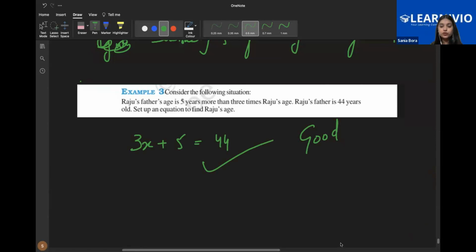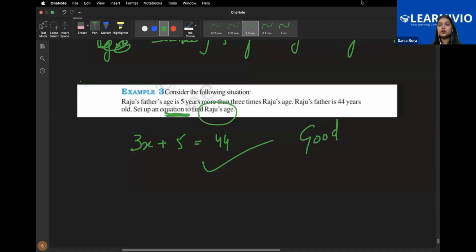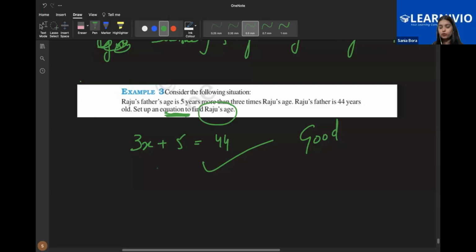Whenever you do these types of questions, first think about whether they have asked you to solve it or only to frame the equation. Clear? Here they have only asked to consider the following situation and set up the equation, so you don't have to find the age. But if they ask you to find the age as well, you will further solve it, right? And you know how to further solve it, right?